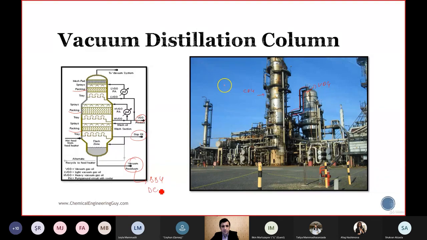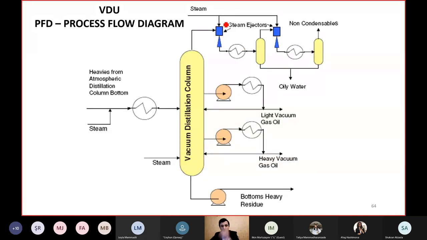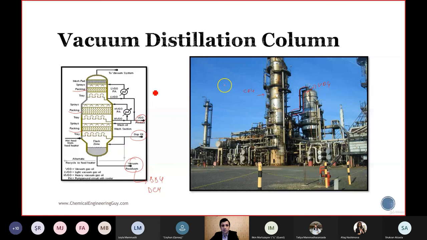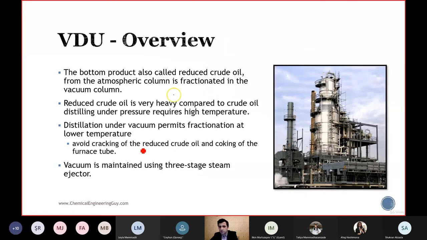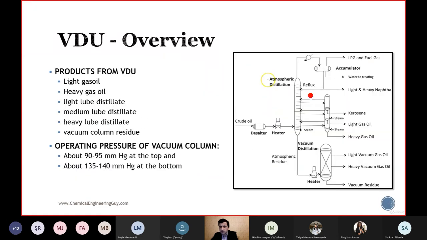And we have the vacuum system. We have the steam ejectors, as you can see. Steam can be used in the ejector, or we can use the diesel product. Sometimes we have the diesel product here, and we can use it in the ejectors to create the vacuum condition here. And the vacuum condition is around 30 to 50 mmHg.